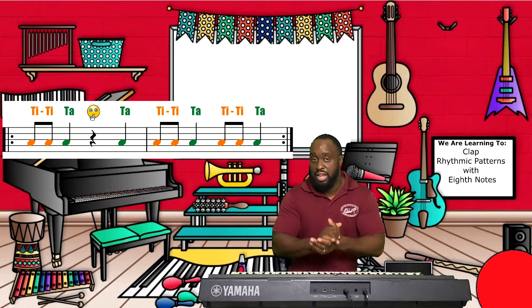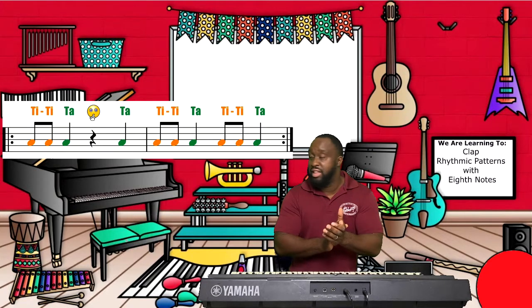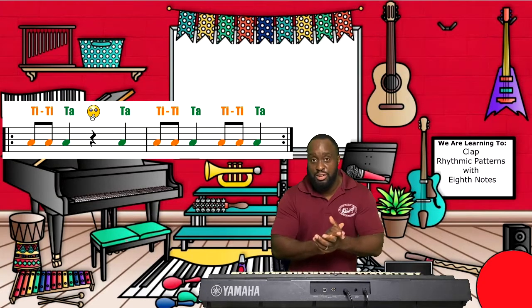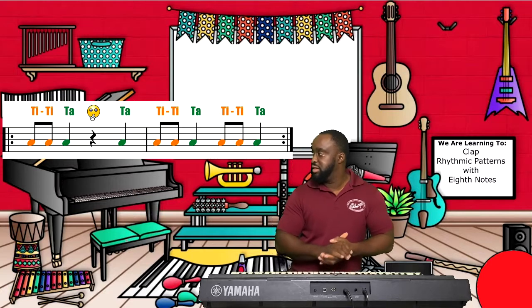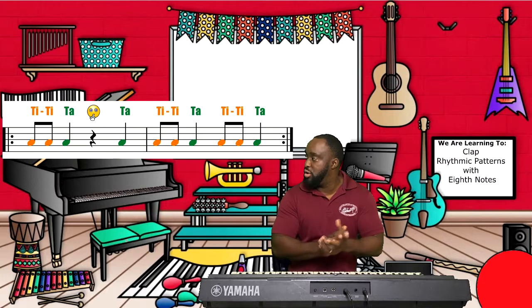Okay. And moving on, we have ti-ti, ta, ti-ti, ta. Try that. Ti-ti, ta, ti-ti, ta. One more time. Ti-ti, ta, ti-ti, ta. Good. Now let's try the whole line with the rhythm. Here we go. 1, 2, ready and go.